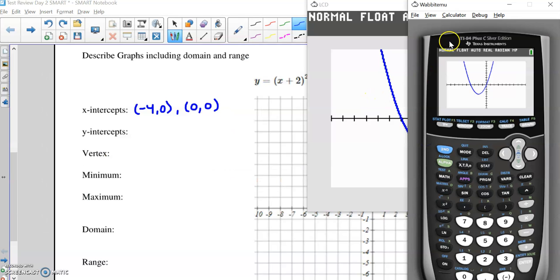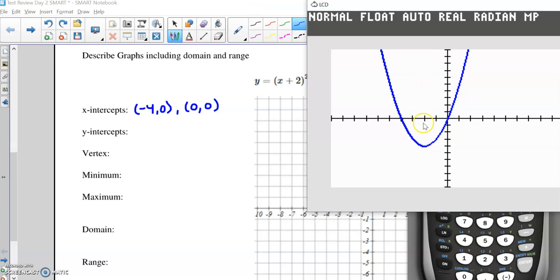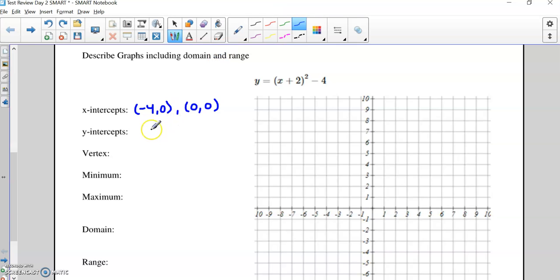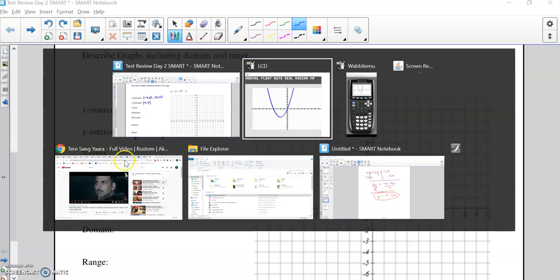Alright, so let's take a look at our y-intercept. If we look at our y-axis, the y-intercept is actually also 0, 0. And, fun fact, anytime your x-intercept is 0, 0, it will also be a y-intercept, because, as we know, the point 0, 0 is on both axes at the same time, because that's where the axes intersect, right? Next will be our vertex.